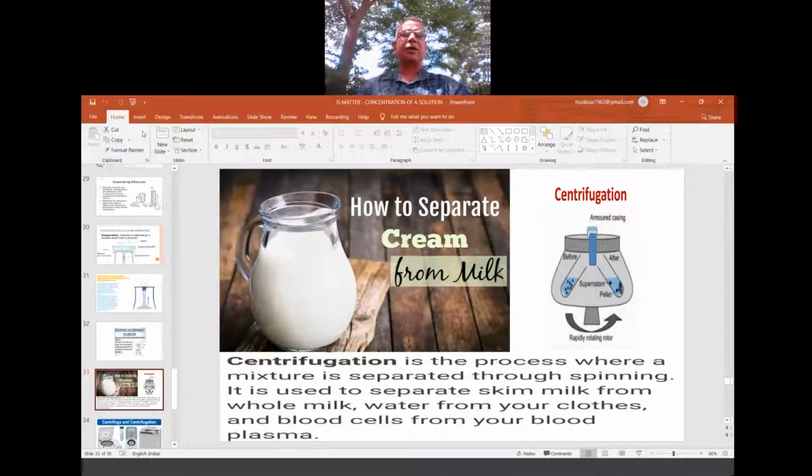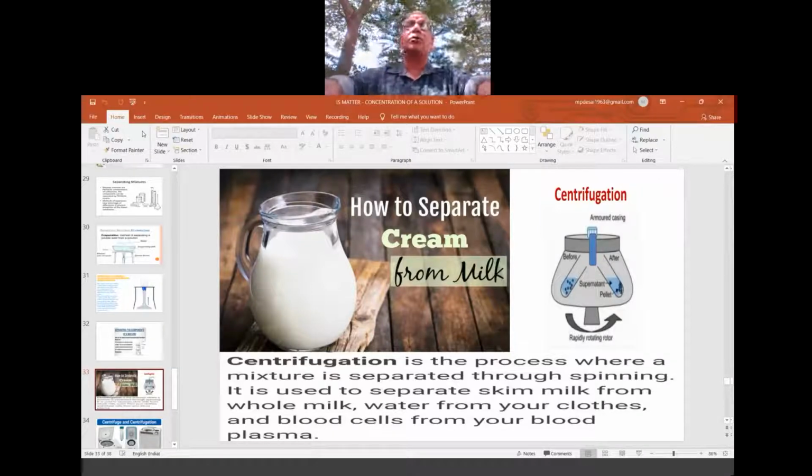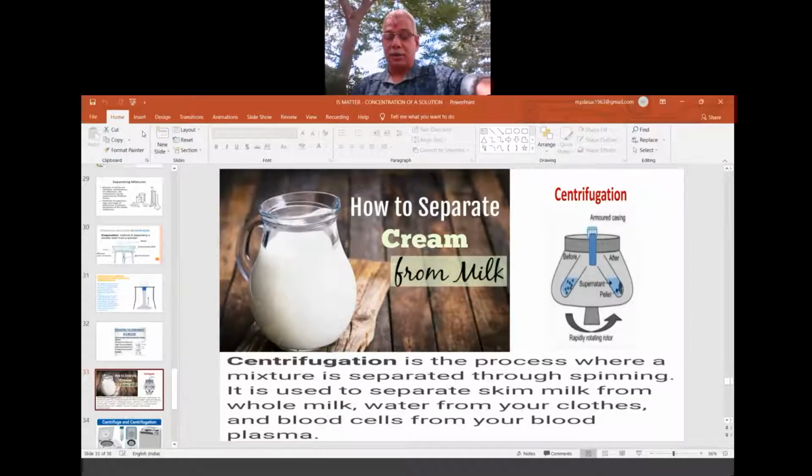They carry out this method especially for the blood. After collecting the blood, they have to check how many platelets are there, RBC count, WBC count. Everything is taught to you when you take an MD in the pathology department. So centrifugation is a technique used not only in the house, not only in the industry, but even in medicine also. It is a very useful method when solute particles are suspended in the solvent. That time this is the best method.